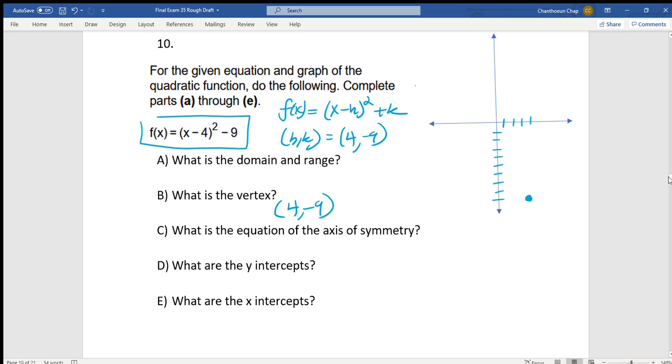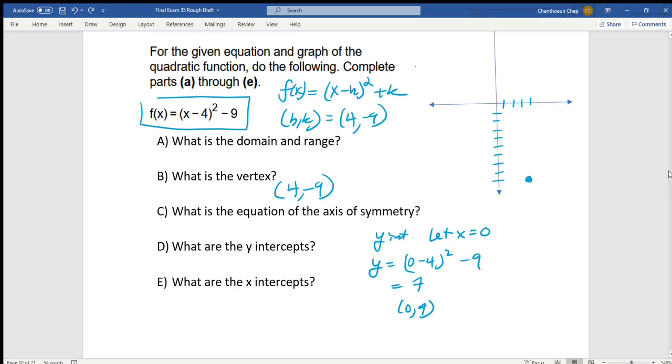Now we can look for the y-intercept. To find the y-intercept, we're going to let x be equal to 0. So I want to plug in a 0 for the x. Y equals 0 minus 4 squared minus 9. And if you simplify this, this is just 7. So the y-intercept is 0 comma 7. Now let's plot the point 0 comma 7 on the graph. Here's the point 0 comma 7.